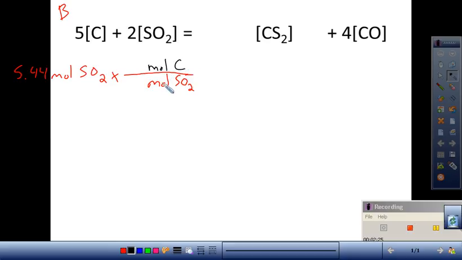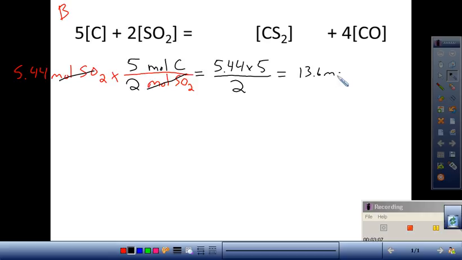This is a mole to mole ratio. So now I just take the numbers. Here's SO2, so I go up to SO2. There's a 2 in front. And C, there's a 5 in front. So for this C, I put 5 in front of there. Cross off my like units. That leaves me with moles of carbon. That's what the question asks for, so I know I'm done. So I'm going to multiply everything on top, divide by everything on the bottom, and that's my answer.